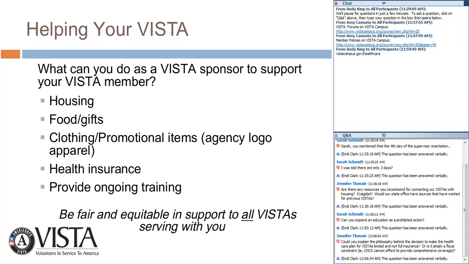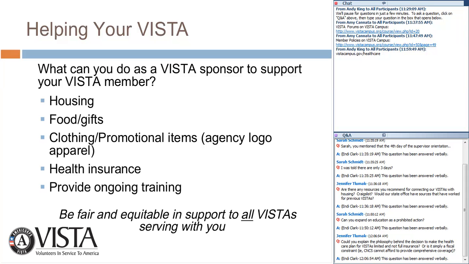Your VISTA members cannot be provided any cash, gift cards, or gas cards. They cannot be given to a VISTA member on a regular basis. The gift cards, gas cards, or meal cards can be provided on special occasions if everybody else in your agency receives them. But if they don't all receive them, everybody in your organization, it cannot be provided to only the VISTA members. So I think the bottom point here on this slide: be fair and equitable in support to all your VISTA members serving with you; that needs to be applied and understood.